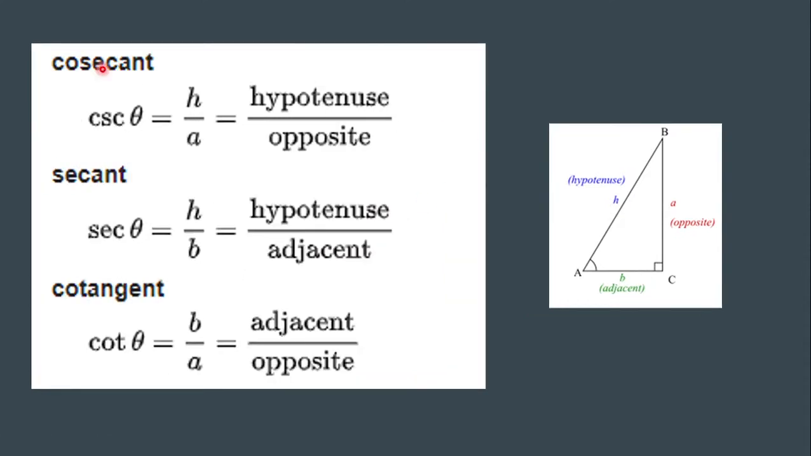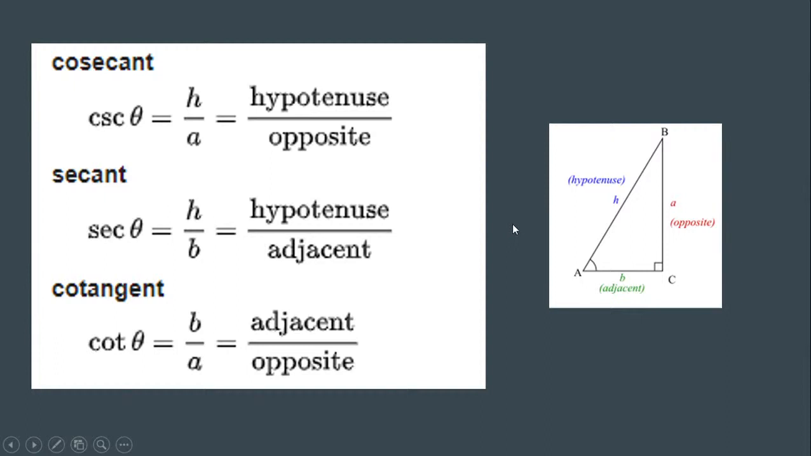Now the next three functions are just similar to these but are reciprocals of them. Like cosecant. Cosecant is the reciprocal of the sine function. Cosec theta is equal to hypotenuse upon perpendicular, H upon A. Secant is the reciprocal of cos theta, that is hypotenuse upon base, H upon B. And cotangent is the reciprocal of tan theta, that is cot theta is equal to base upon perpendicular, B upon A.